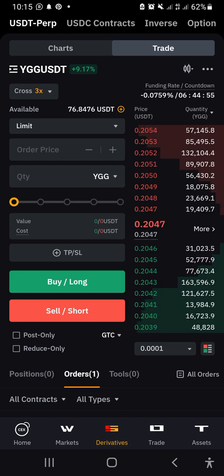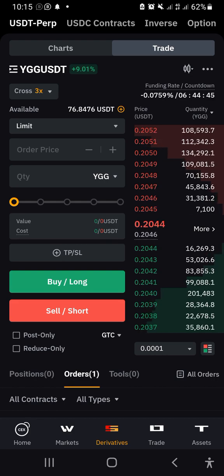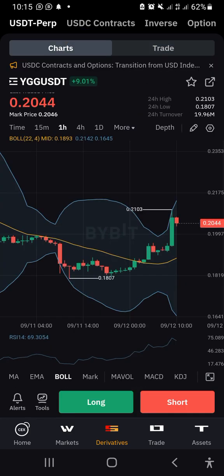Remember, on limit. Make sure it is on limit. So, order price. Go back to your chart again. This is 0.2103, so I can do 0.2130. Yes, I will do 0.2130.